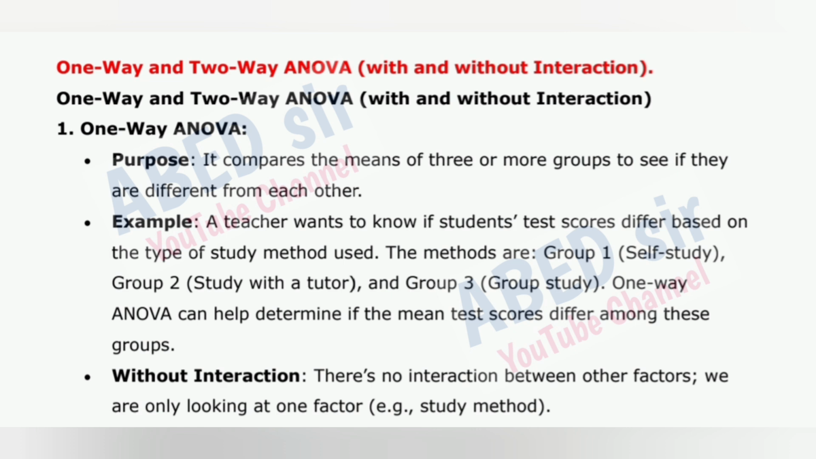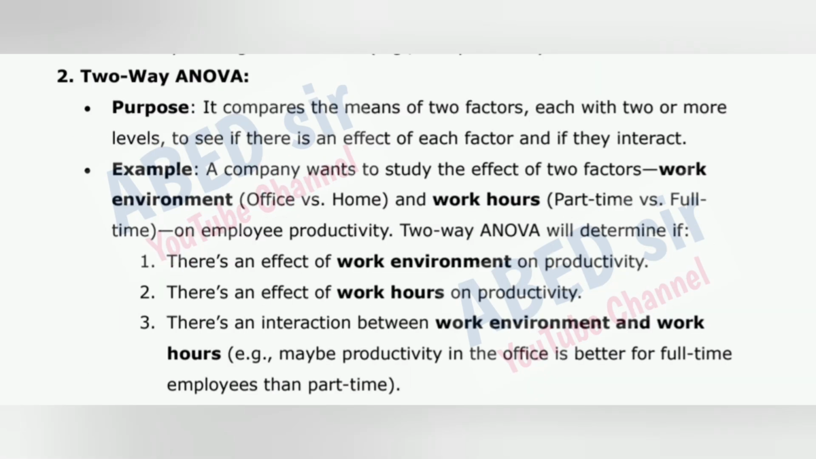Without interaction, there's no interaction between other factors. We are only looking at one factor. Example: study method.